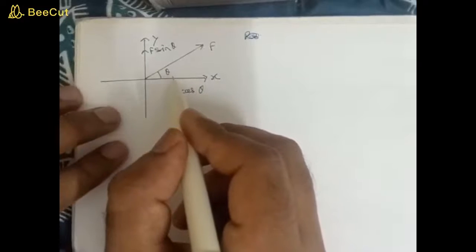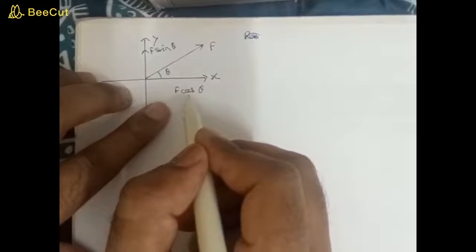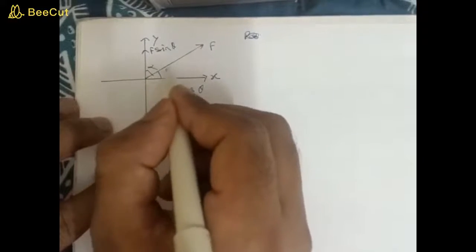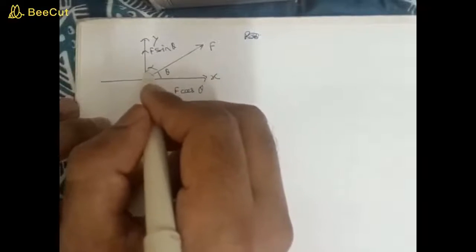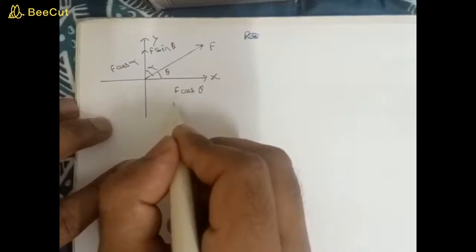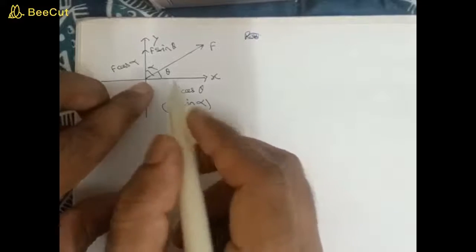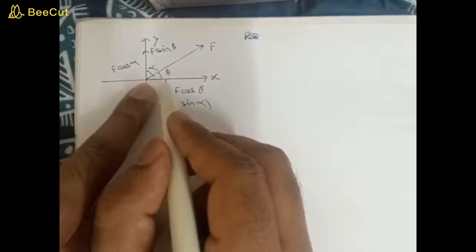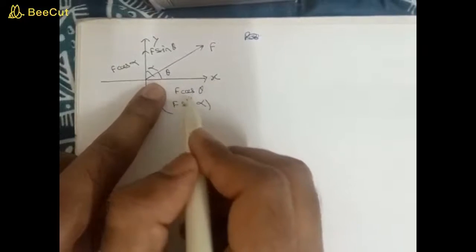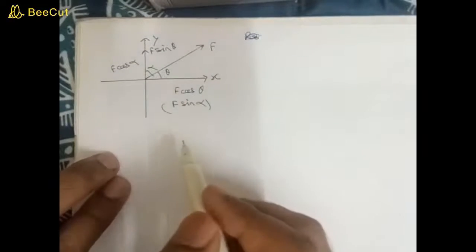So remember this, that if any force is making an angle theta from the x-axis, then the component along the x-axis will be F cos theta. Suppose this force F was making angle alpha from the y-axis, then the component along the y-axis should be F cos alpha, and along the x-axis it should be F sine alpha. It matters from which axis the angle is measured. In this case it was measured from the x-axis, so the F component will be multiplied by cos theta into force. So this is how we can do the resolution of the vectors.